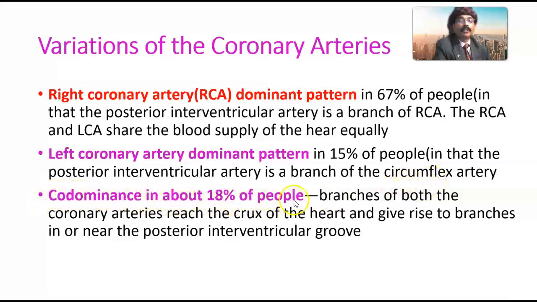Co-dominance occurs in about 80% of the population. Branches of both coronary arteries reach the crux. The crux is the site of union of the interatrial septum and interventricular septum. This is the area where the right coronary artery turns into the posterior interventricular artery. The posterior interventricular branch of the right coronary artery comes at the level of the crux of the heart and gives rise to branches in or near the posterior interventricular groove.